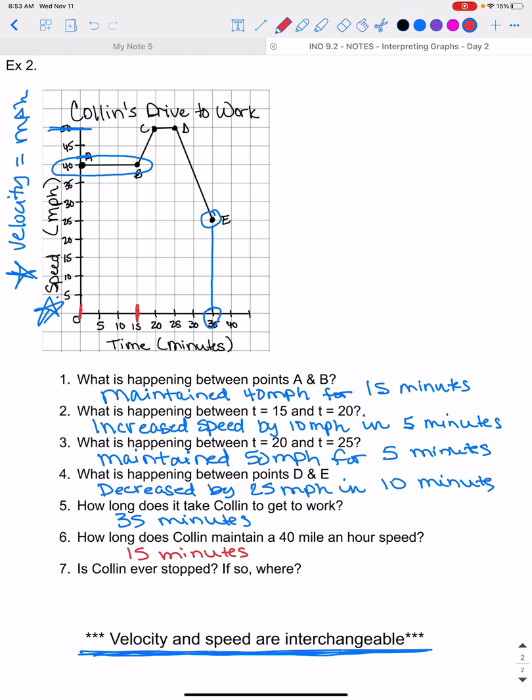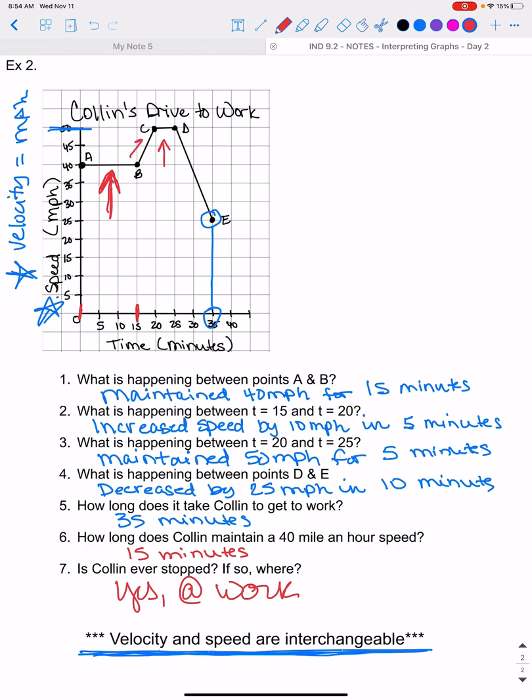And is Colin ever stopped? If so, where? Okay, and again, this is where you really have to remember that we had a flat spot here and a flat spot here. Flat spots when you're talking speed do not mean stopped like they do in the earlier graphs when we're talking distance. So, is Colin ever stopped? If so, where? Well, we can assume, because he went to work, is he ever stopped? I would say yes, at work. That would be the only time in our graph that he stops, because he does not stop here. He maintains 40 miles an hour.